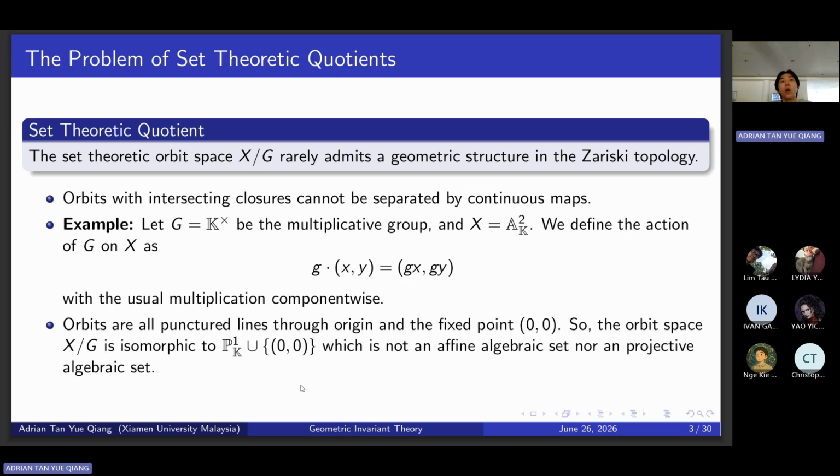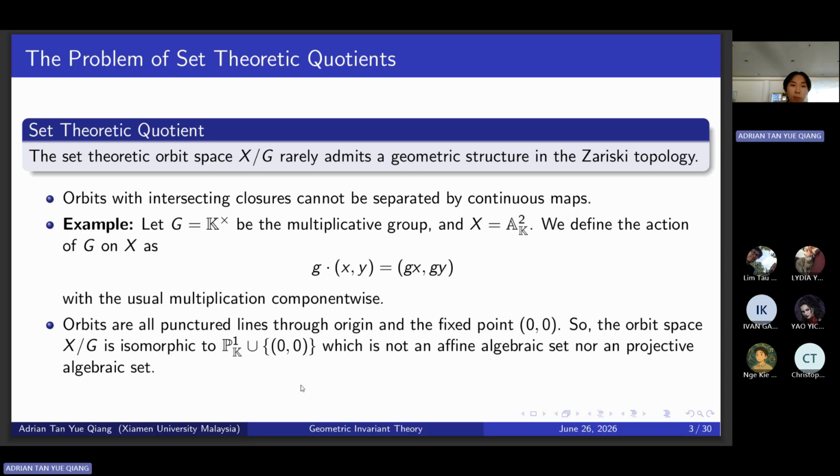So why is taking the quotient of a variety so difficult? What happens if you just take the set-theoretic quotient? Normally, if you take the set-theoretic quotient, the orbit space does not really have a geometric structure, meaning it cannot be identified as any variety at all.